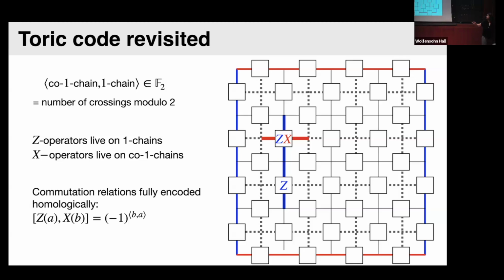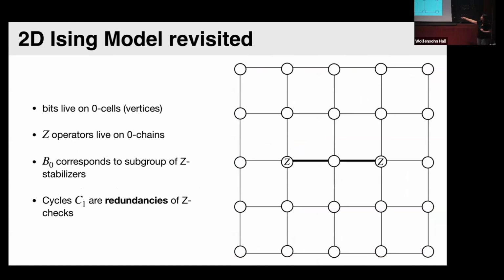Okay, so we revisited the toric code in this language. You can actually also revisit the 2D Ising model in this language. In the 2D Ising model, your bits are now going to live on your 0 cells, which are vertices. Z operators, okay, the operators have to act on the bits, so they're going to live on my 0 chains, okay? But basically, these 0 chains are the boundaries of 1 chains, which correspond to collections of Z stabilizers. Z stabilizers are just Ising interactions, which are ZZ interactions. So you take a collection of ZZ interactions, and you see what's left, and that's where your action acts.